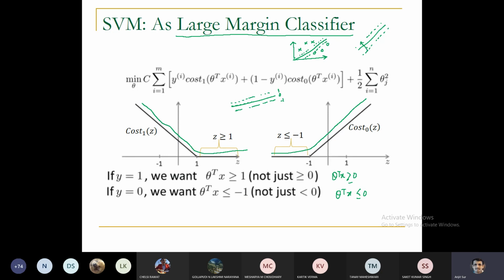We say that if this width is high, that is a much more robust classifier. That is very easy to understand. So this is exactly what we can show here: if it's equal to 1, we want theta transpose x to be 1, not just this. We can put some sort of buffer space in both directions. That's why it is called the large margin. We will show some other representation of the similar thing. If you have any question, you can ask.